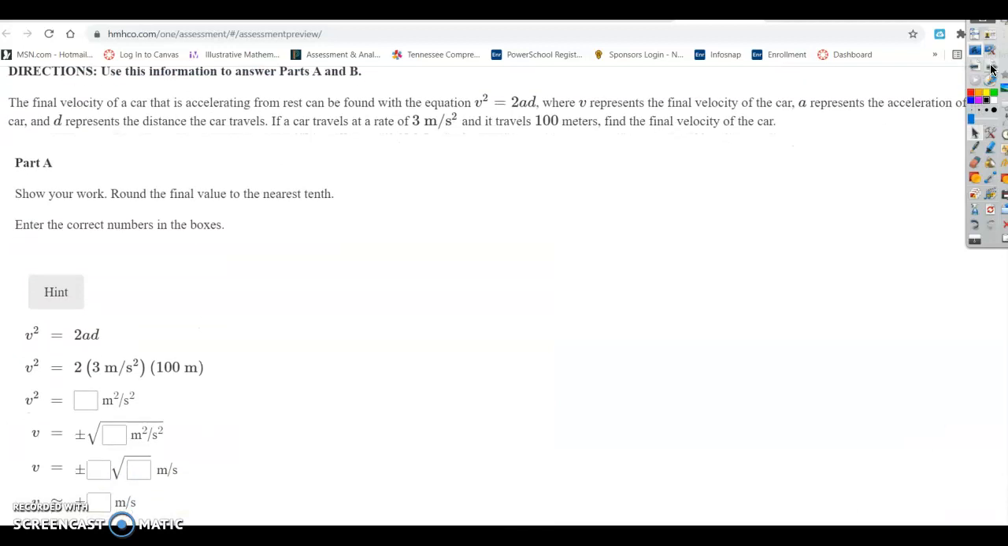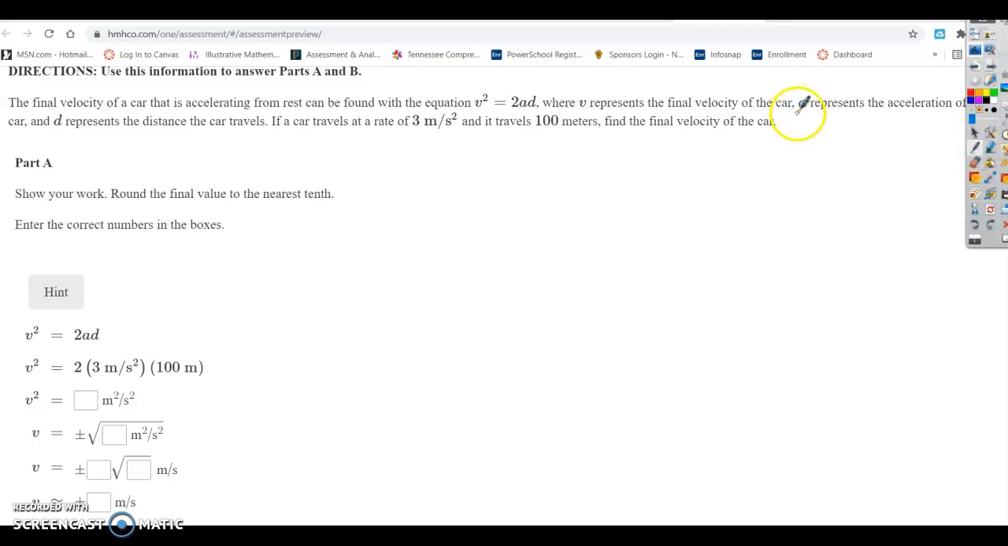It says use this information to answer part A and B. The final velocity of a car that is accelerating from rest can be found with the expression v squared equals 2ad, where v represents the final velocity of the car, a represents the acceleration of the car, and d represents the distance of the car. If a car travels at a rate of 3 miles per second squared and it travels 100 meters, find the final velocity of the car.